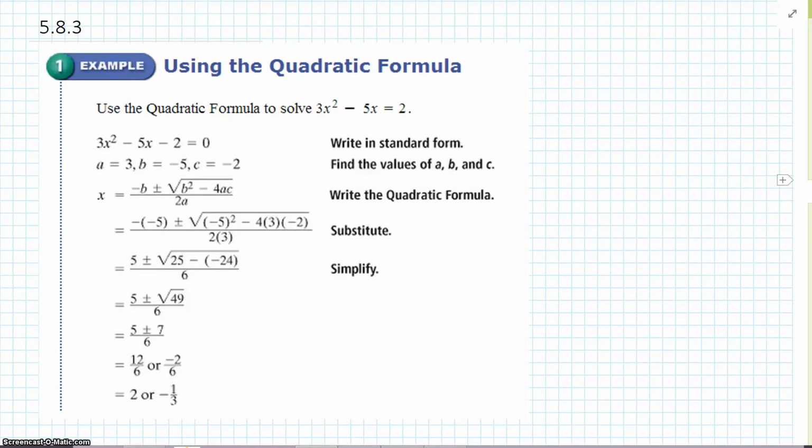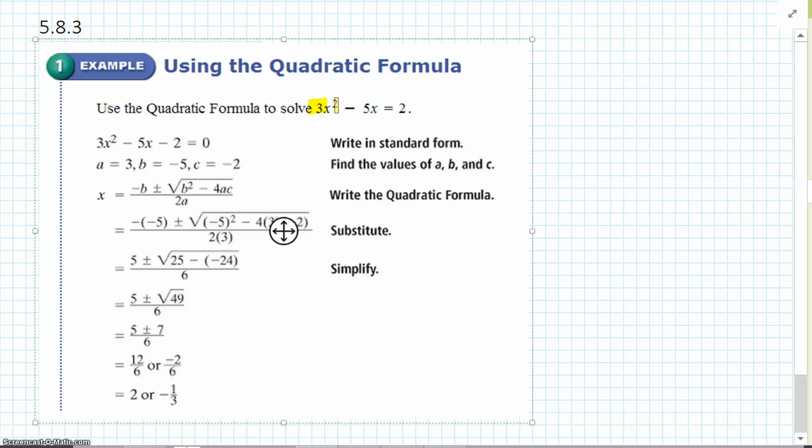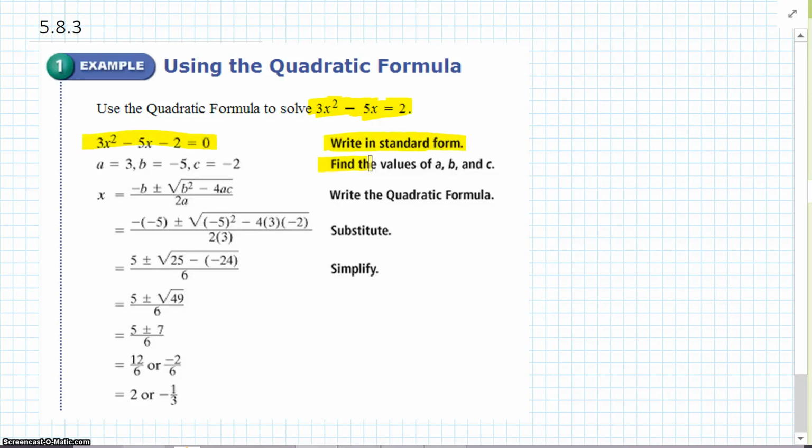So now, using it in an equation, so I have negative 3x squared minus 5x equals 2. Step 1, write it in standard form. Step 2, go ahead and write down the values for a, b, and c. Step 3, write down the quadratic equation. Step 4, just sub it in. Step 5, simplify and do the math.